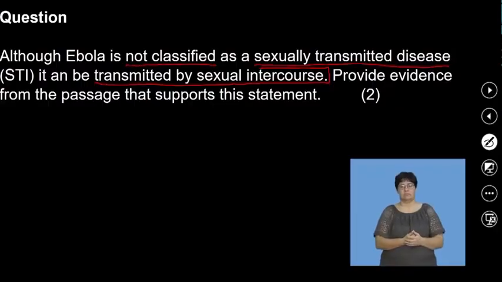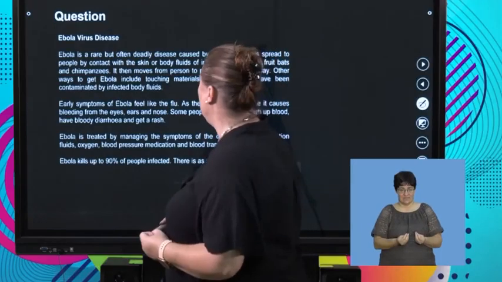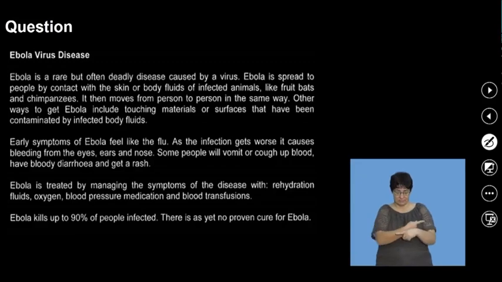So let's go and have a look at our reading. Now let's have a look. Sex involves body fluids, the swapping of body fluids. So what are you looking for here? Okay, you are going to have a look. There we go. Okay, so let's look here. Ebola is spread to people by contact with skin or body fluids of infected animals.